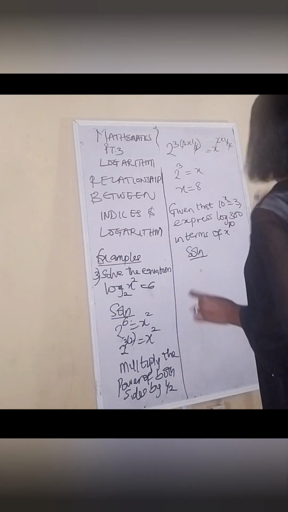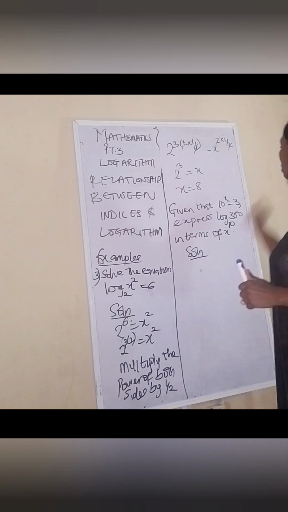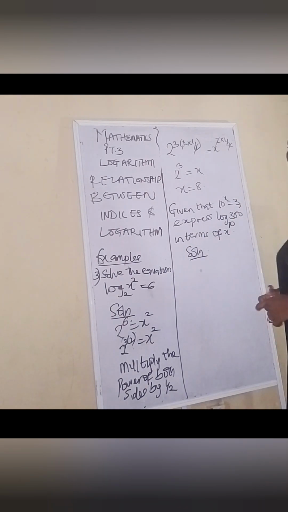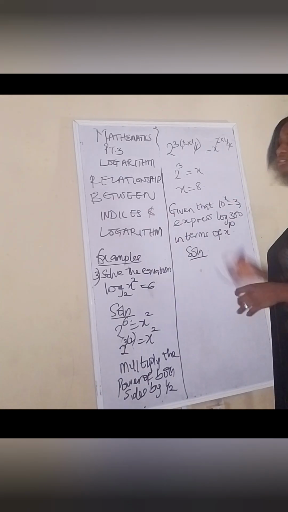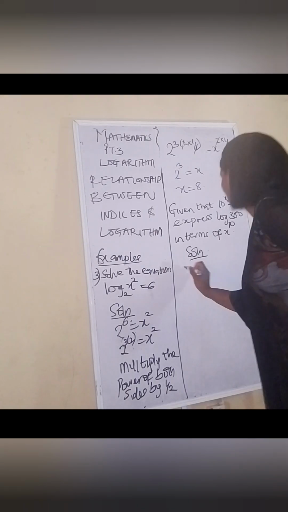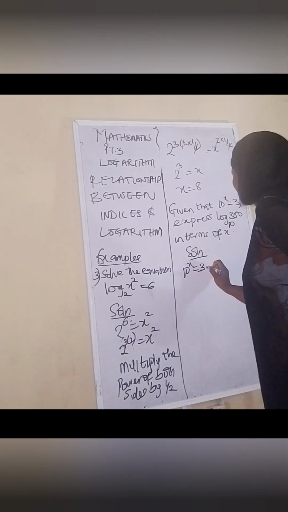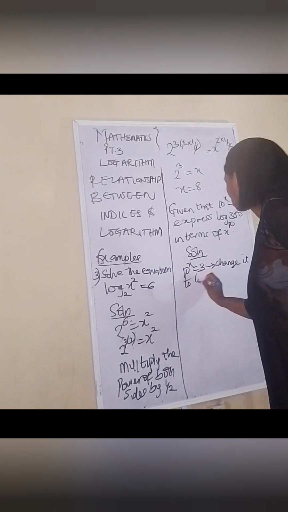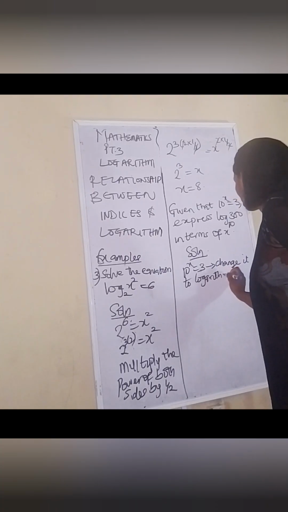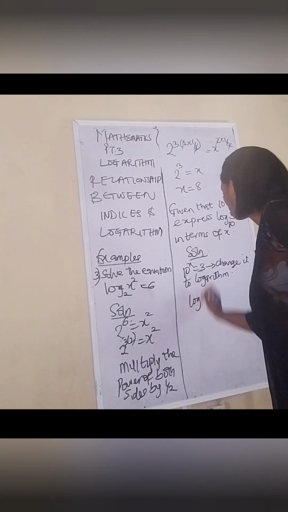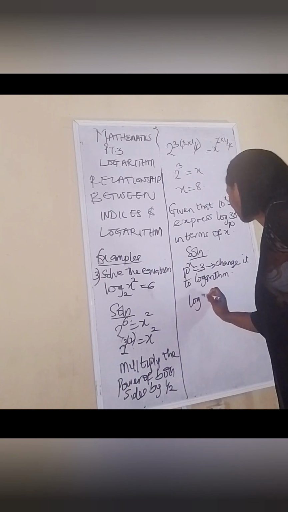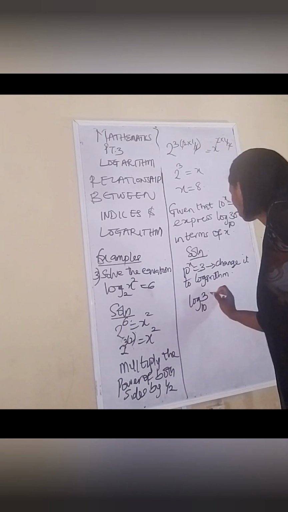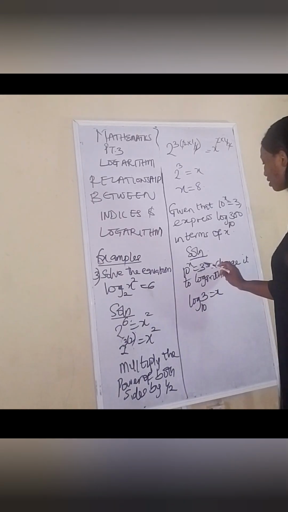Alright, so let's please solve this now. Given that 10 raised to the power x equals 3, we have to express log 300 base 10. You understand? So the first thing to do is we are going to introduce logarithm to this indices. So we change this indices to logarithm. So let's do that now. We're going to introduce log to this equation. So that will be log 3 base 10 equals x. Have you seen it now? So it will be log 3 base 10, this 10, equals this x.